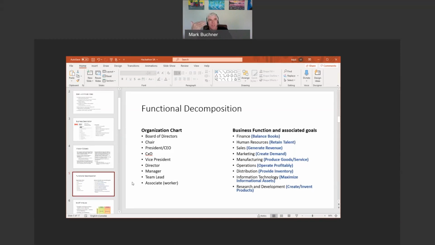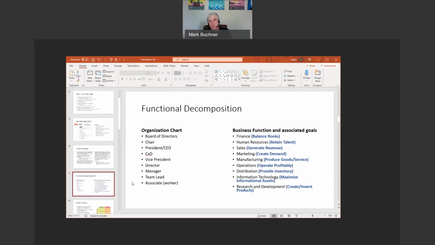Horizontal is where it doesn't matter what company you have, you always have these kinds of functions that you have to do. No matter what your company is, a nail salon, an accounting firm, a construction company, a hospital, a regional health clinic, a vet office, whatever, all companies, big or small, have to do finance. They have to do human resources, sales, marketing, manufacturing, operations, and distribution.